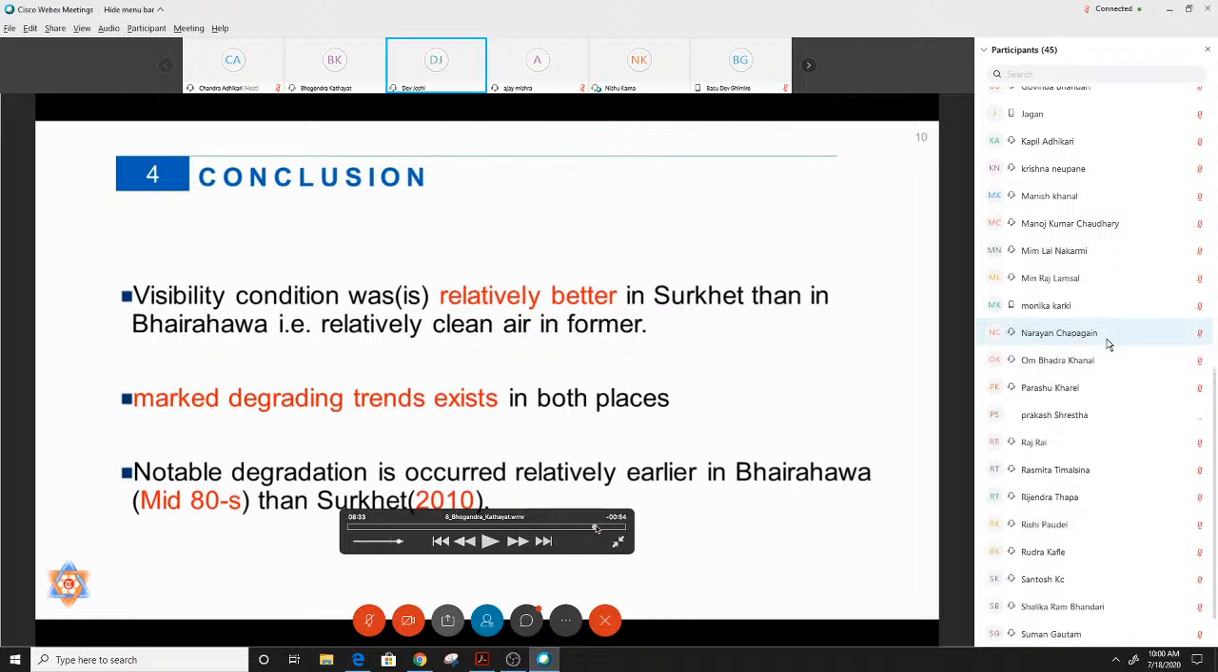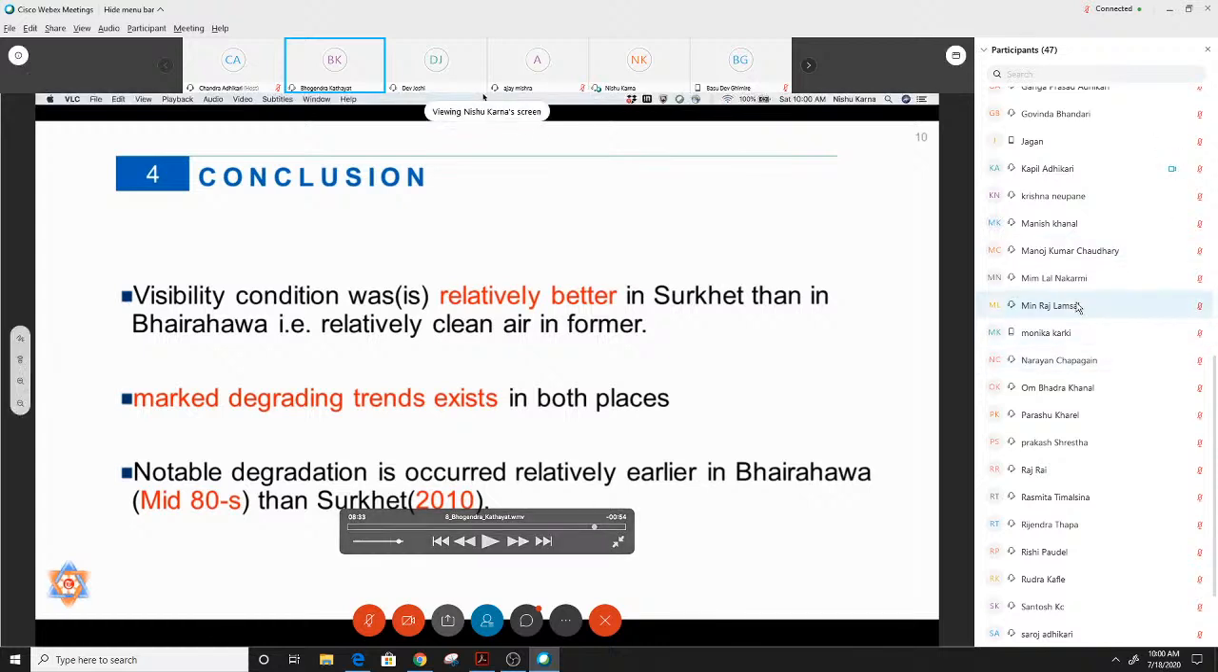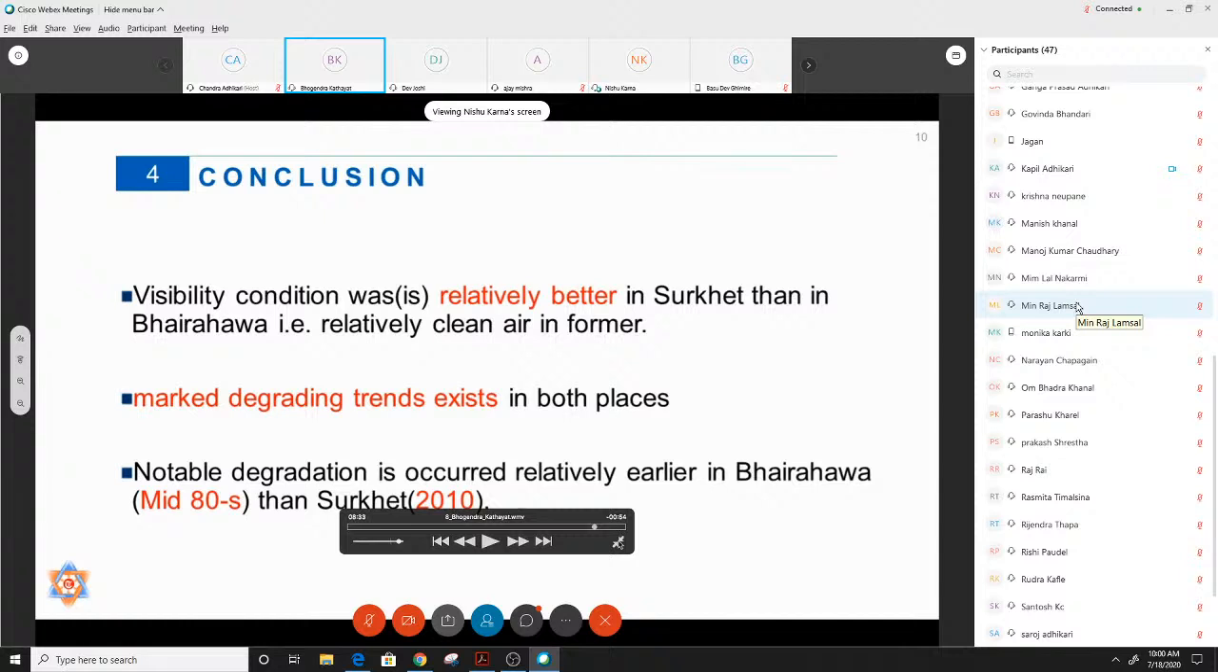Yes, sure, sir. So here I have used the visibility factor as one of the proxy. It's not a direct measurement of the air pollution. Many researchers have used this method for the measurement of air pollution. So in terms of the visibility, seeing the visibility trend over the years, as shown in a few graphs there also, I saw the better visibility condition in Surkhet compared to Bhairava. That's why I drew this conclusion. But my question is why?